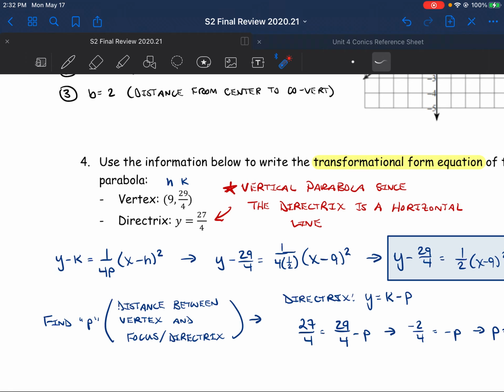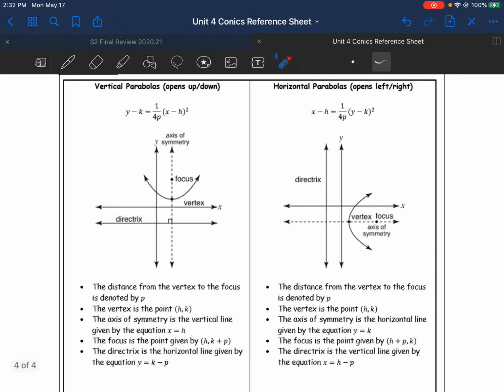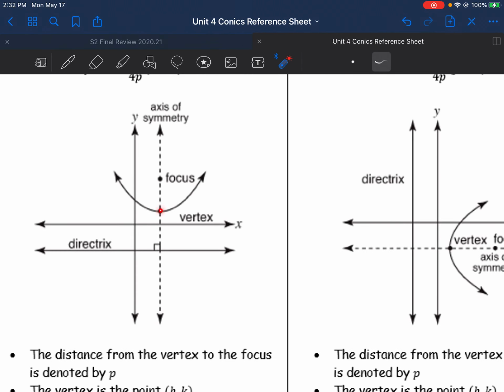And p, there's a few ways that you can think about it. P is the distance between the vertex and either the focus or the directrix. So if I'm looking here on my picture, p is the distance from the vertex to the focus, which is the same distance as the vertex to the directrix.